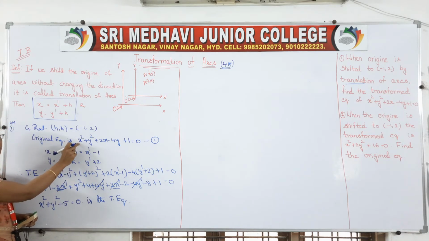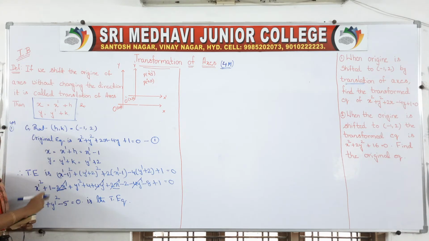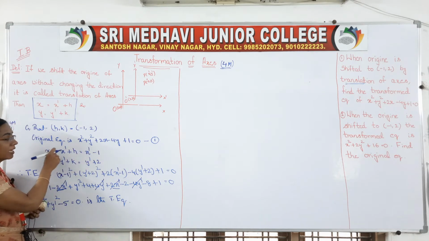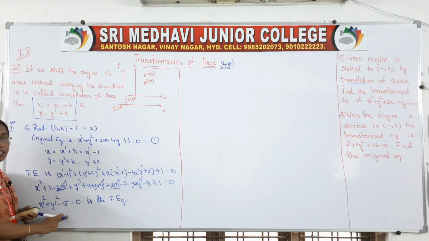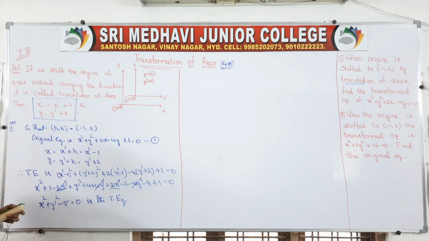Then in the original equation you substitute your transformed values. That means in x place this one, in y place this one. Then you will get your required transformed equation. At the end your equation will be in terms of x dash, y dash. That is called the transformed equation.